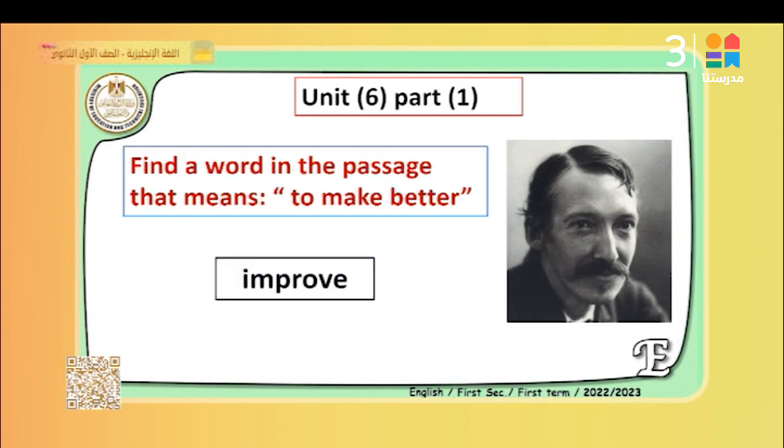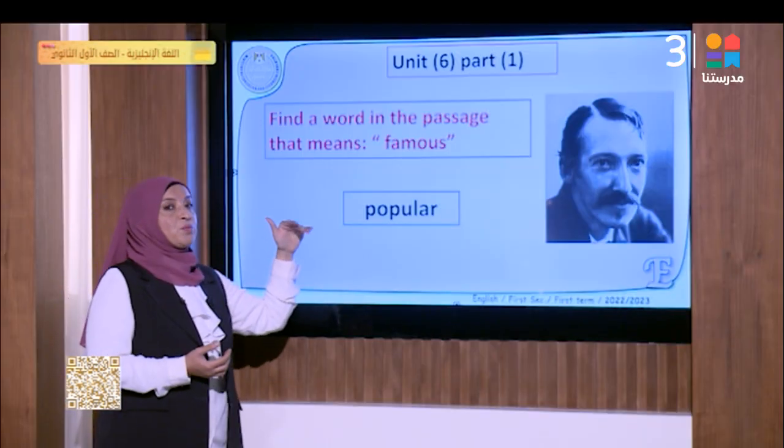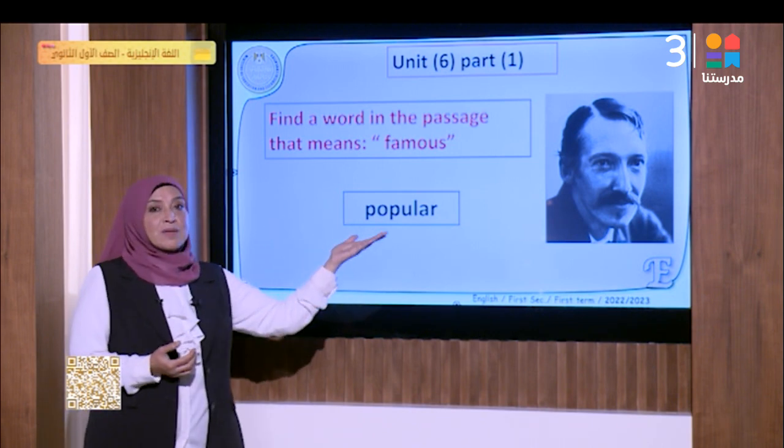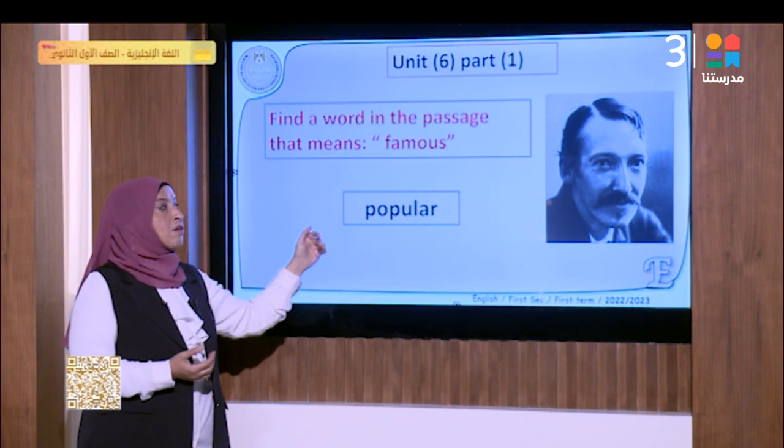Find the word in the passage that means to make better. What is to make better? Yes, to improve. We find the word improve in the passage. It means to make better, to improve. And we have also the word famous. If you are asked to find a word which has the same meaning as famous, it's the word popular. So the word popular has the same meaning as famous. So he traveled to famous places means he traveled to popular places. Or he became a famous writer means he became a popular writer.